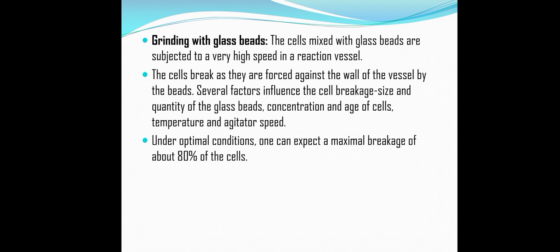Then grinding with glass beads is the last physical method applied for cell disruption. In this method, the cells are mixed with the glass beads and then subjected to high speed in the reaction vessel. There is breakage of the cells as they are forced against the wall of the vessel by the beads. Different factors can influence the cell breakage: the size and quantity of the glass beads, concentration and age of the cells, the temperature, and the agitator speed. Under optimal conditions, one can expect a maximal breakage of about 80% of the cells. It is an efficient method for the disruption of cells.